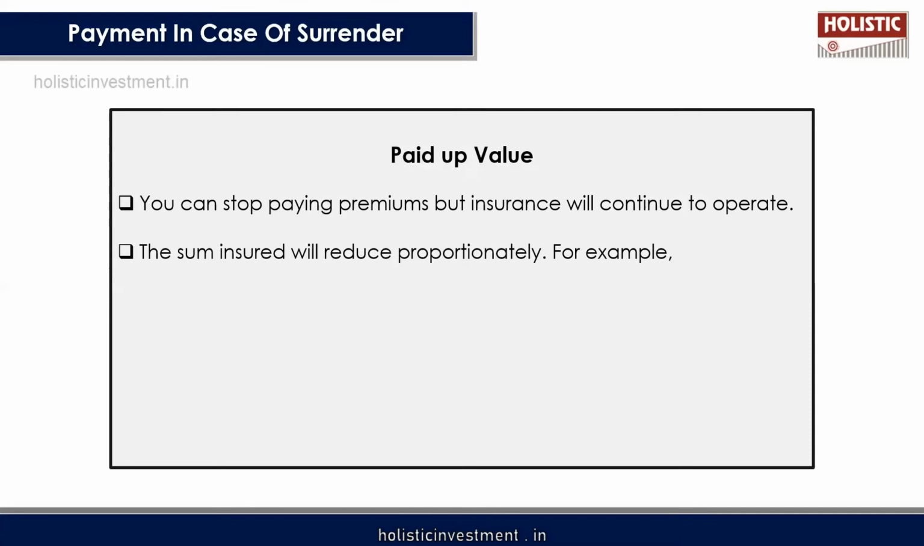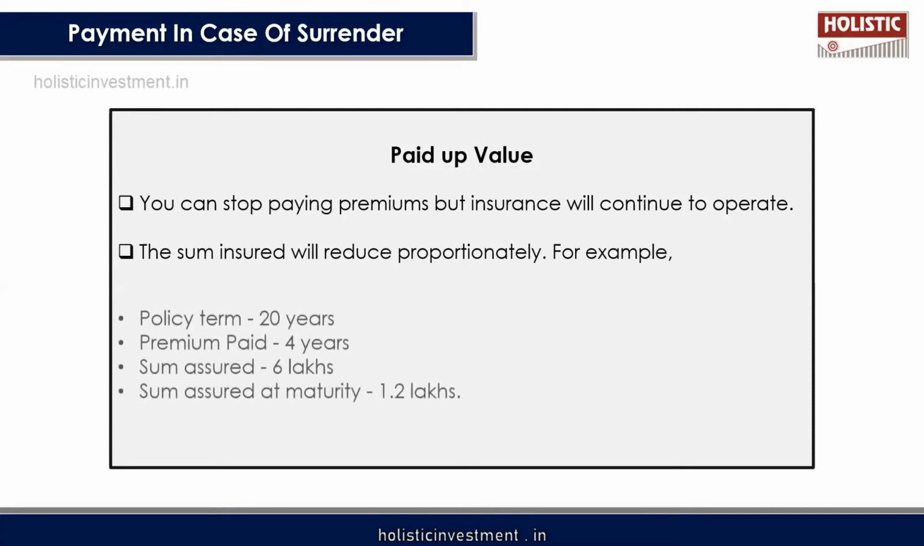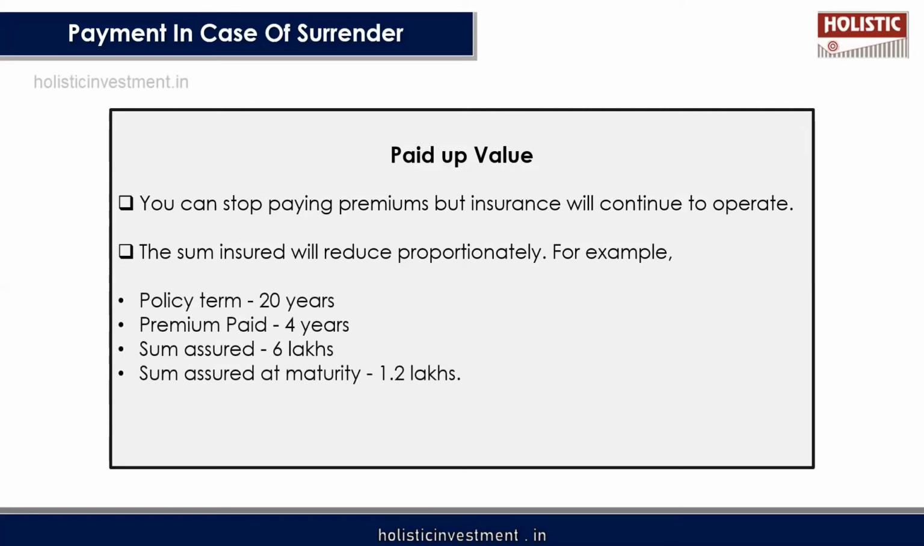The benefit is that you can stop paying premiums and the insurance will continue to operate, but the sum assured will reduce proportionately. So, for example, suppose you paid 30,000 on an annual basis, your policy term is 20 years, but you have paid premium for 4 years for a sum assured of 6 lakhs. Then at the time of maturity, you will get a proportionate sum assured of 1.2 lakhs. This sum assured is called paid up value.